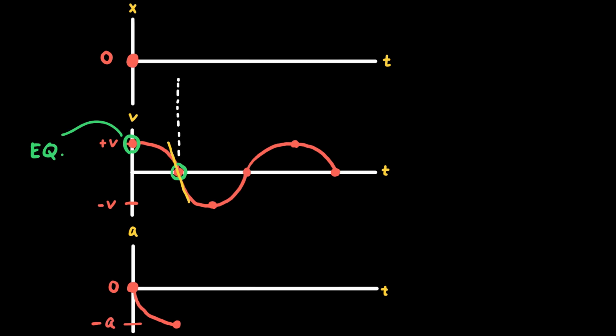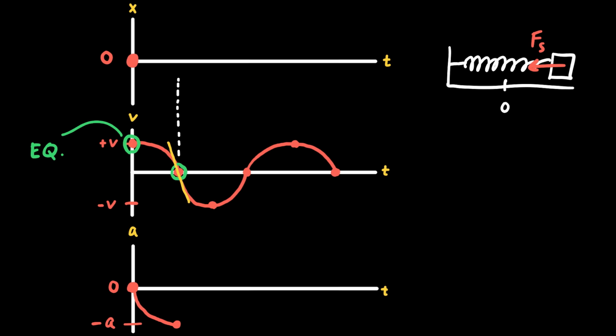And if the object is experiencing a negative acceleration, that means the net force is pointing in the negative direction. And so let's sketch out a mass spring system really quick and imagine what that looks like, right? If here's where x equals 0, the only way that I can produce a negative acceleration is if the object is to the right of that, because that would mean that the spring force is pulling it to the left, in the negative direction.